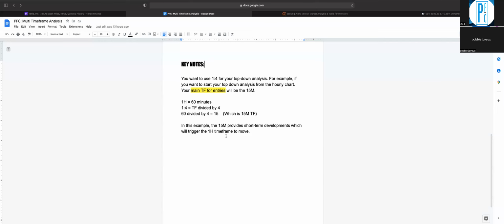In this example, the 15-minute time frame provides short-term developments which will trigger the 1 hour time frame to move. So if you're bearish, let's say that you're waiting for price to be bearish, you're going to notice the reversal on the 15-minute time frame first. You have to realize that, guys. If you're on a daily time frame, the reversal is going to start from the lower time frames and then eventually trigger the daily time frame, if that makes sense. So let me draw an example of what I mean.